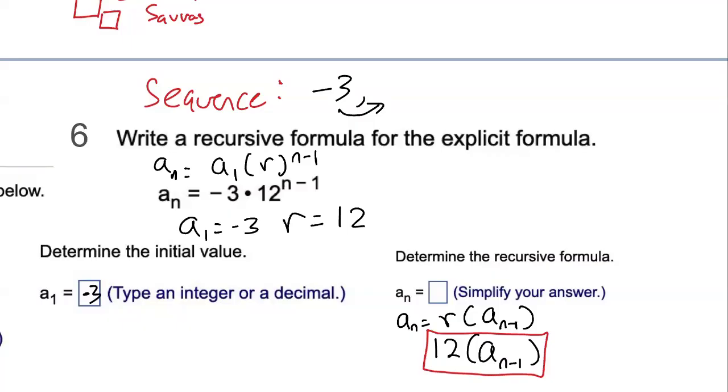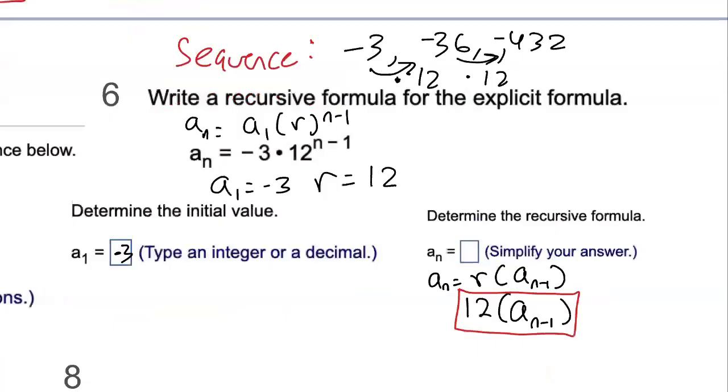Very good. How did you get -36? There you go. You have to multiply everything by 12. So that means my first 3 would be -3, -36, and whatever 36 times 12 is, kind of a big number, -432. So this is the sequence of my pattern according to the formula. So remember, you're multiplying by 12. All right, very good. So you guys are ready for your test for number 6.